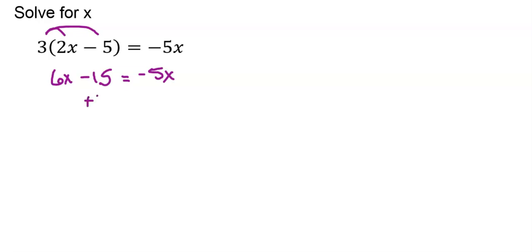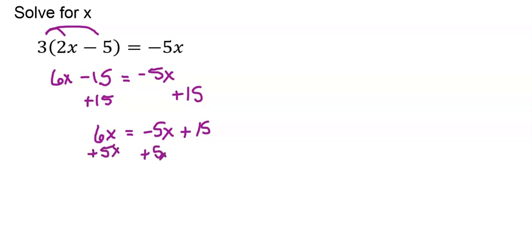So let's add 15 to both sides of this equation so that we've got the number terms on the right side. So negative 15 plus 15 is 0. On the left side, 6x plus 0 is just 6x. On the right side, we have negative 5x plus 15. Now to get our variable terms together on the left side, we'll add 5x to both sides. 6x plus 5x is 11x. The negative 5x plus 5x adds to 0, and 0 plus 15 is 15.